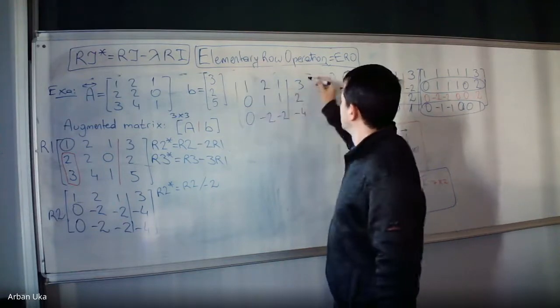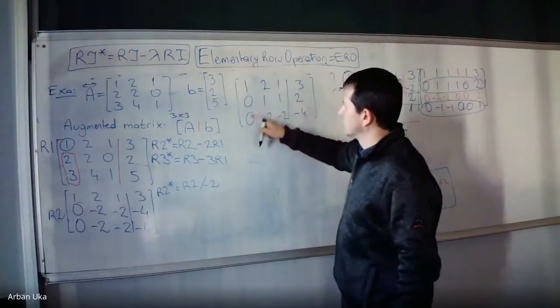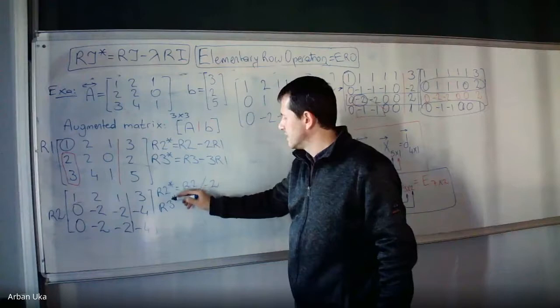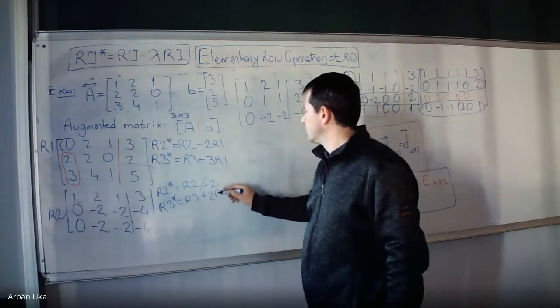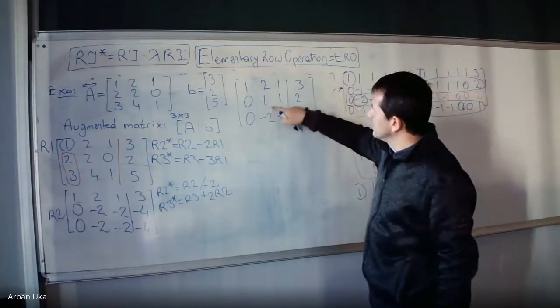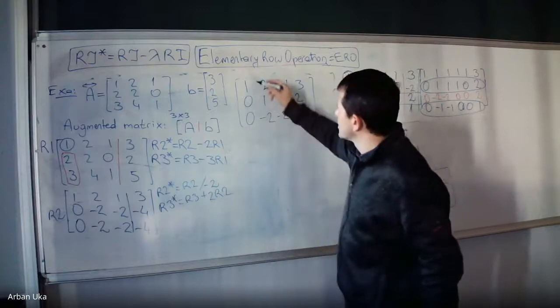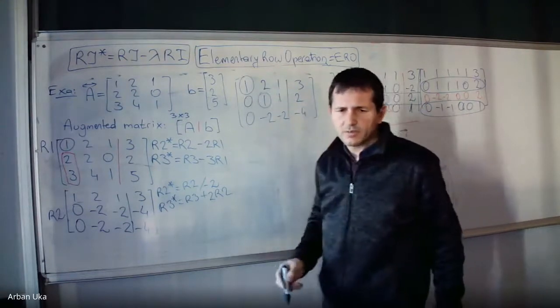So then, if we are at this stage, we again make row 2. So we said that we can do the following. We can say that row 3 star is equal to row 3 plus 2 row 2. Would you agree with this? Because how can we make this 0 if this is the pivot element? Let's not forget that it is very essential that we have these leading ones equal to 1. Sorry, leading terms equal to 1.